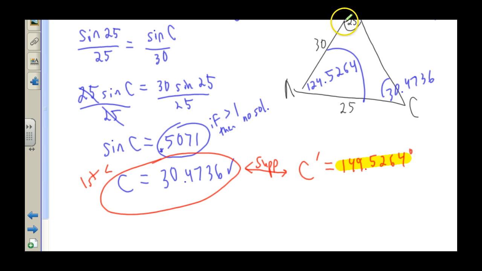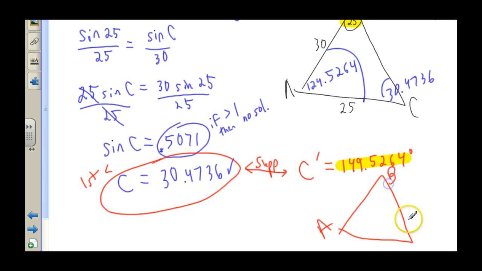And the thing you want to check here is you want to see, does this angle and the given angle, remember the given angle is 25 degrees, so it's 25 plus that, is that less than 180 or more than 180? So if you add those up, and they add up to less than 180, then we have a second triangle. So you really should draw a second triangle here.